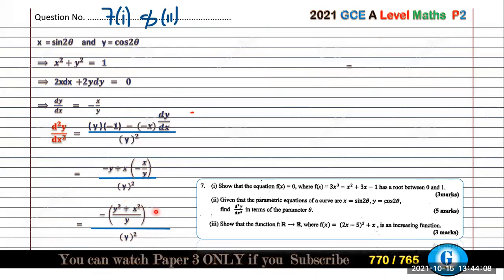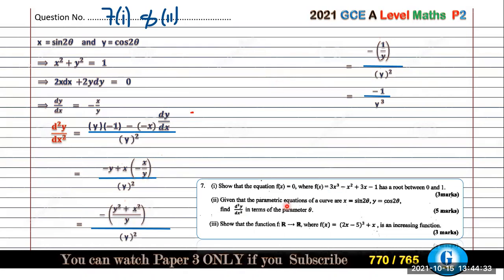So this can be further simplified to give us minus 1 on y for the numerator, because we know that x squared plus y squared is equal to 1. From this first line here, x squared plus y squared is equal to 1. So we can replace this with 1. We have minus 1 on y squared, and this gives us minus 1 on y cubed.